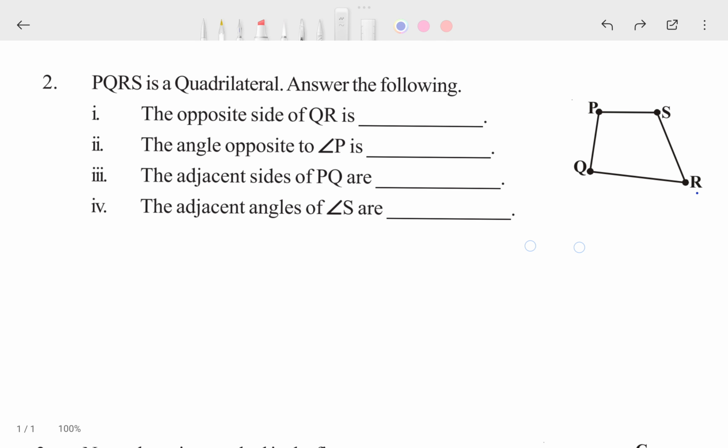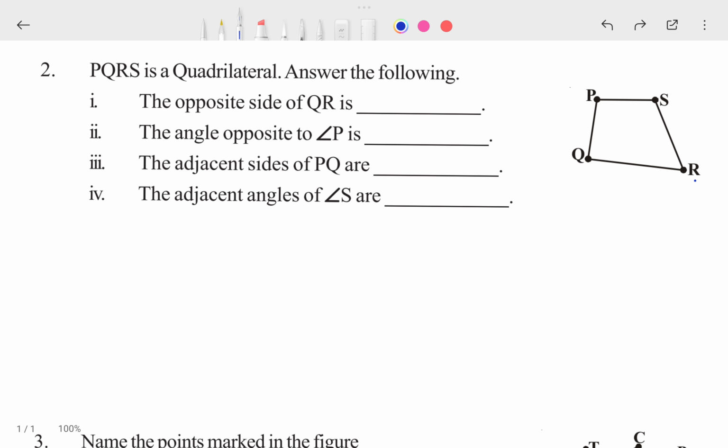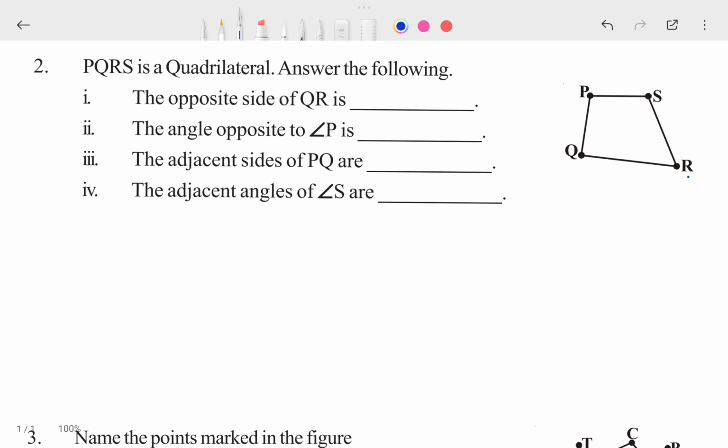Like that, this is our second question. This is a quadrilateral PQRS. It is one quadrilateral, PQRS, with 4 points P, Q, R, S. Now let's see what this question is telling. The opposite side of QR. Where is QR? This is Q, this is R, so this is one line segment QR.